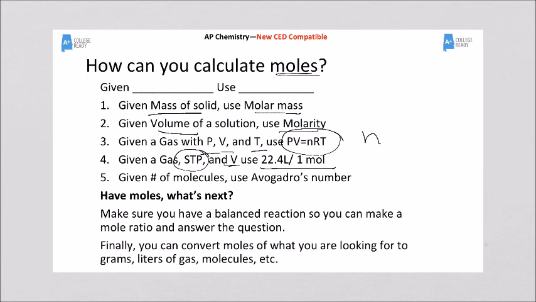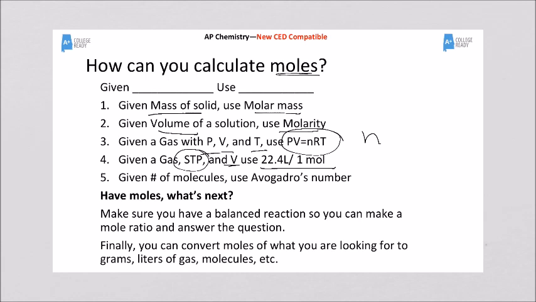And then the last example is if we were given atoms or molecules. Avogadro's number is also on the formula sheet. It's on the front page in the first section. We could use that to change a number of molecules or atoms to moles.